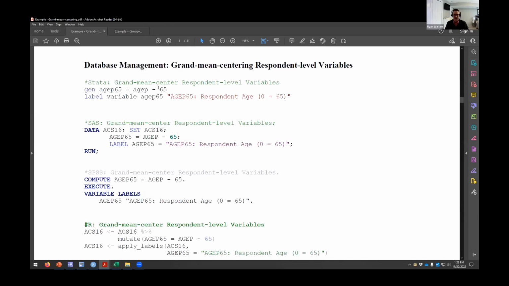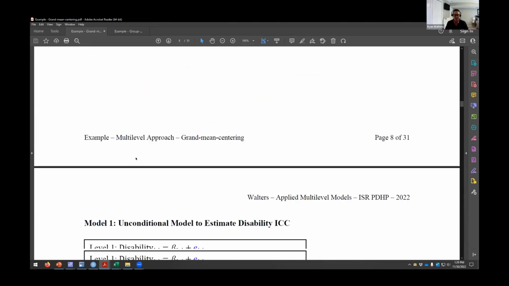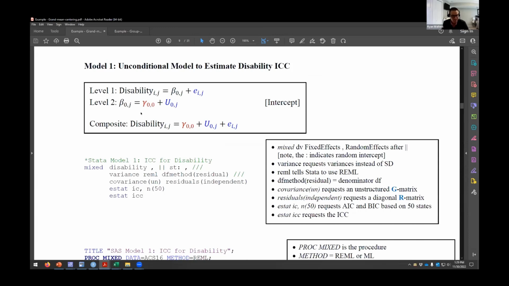Okay. So grand mean centering. A value of 0 on age P65 equals 65 years of age. I do that in all 4 software programs. Okay. Unconditional model to estimate the ICC for disability. So again, here's our equation. At level 1, we have our placeholder intercept and our residual value. Placeholder is going to be at level 2. We have our fixed intercept, and then the deviation of each group's mean from that fixed intercept. The composite equation is here as well.